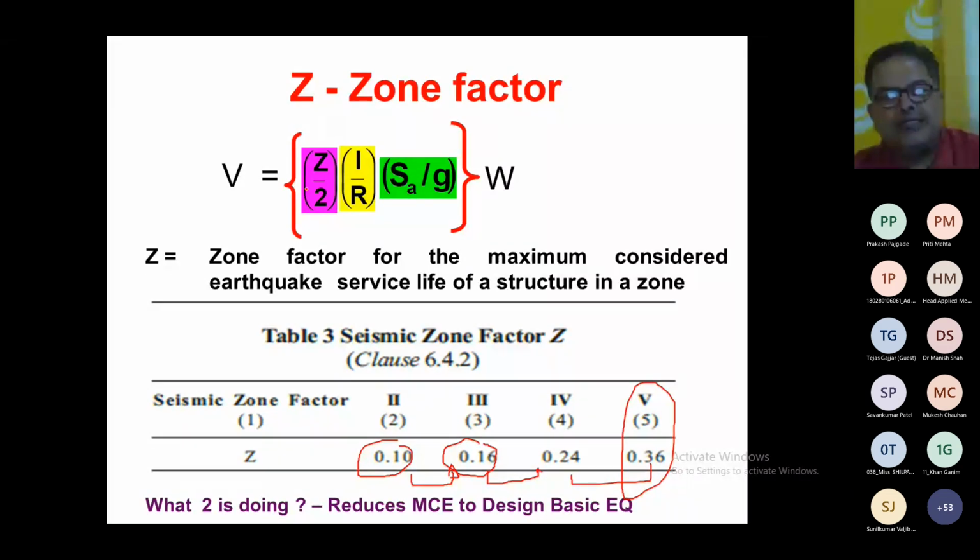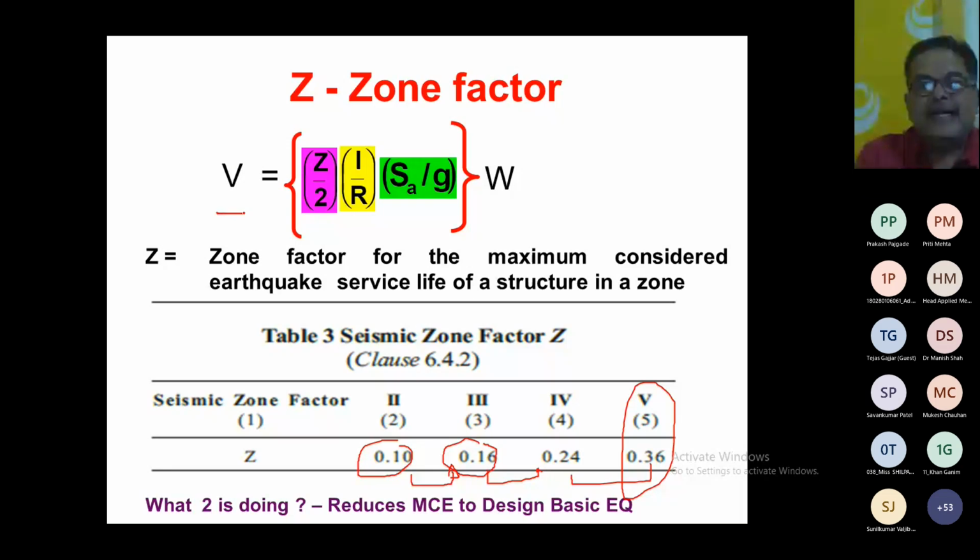So if you look at this, the Z is in the numerator. So if two identical buildings are located, one in zone 2 and another in zone 5, both the buildings are the same, but when you design, you have to design for 3.6 times higher force if your building is located in zone 5 as compared to the building located in zone 2, right? So we have to understand that we have to design our building for the higher earthquake force.